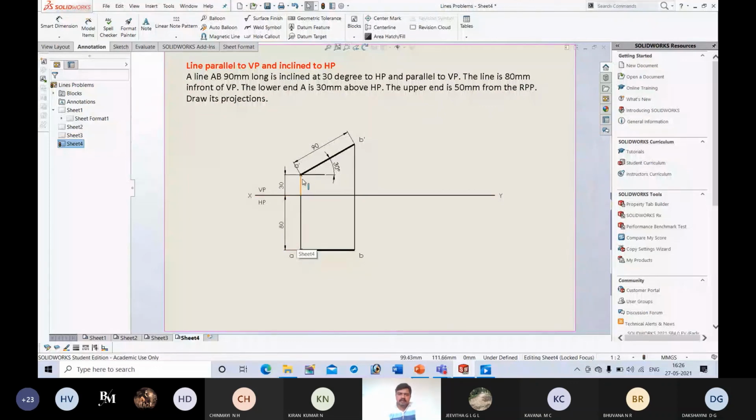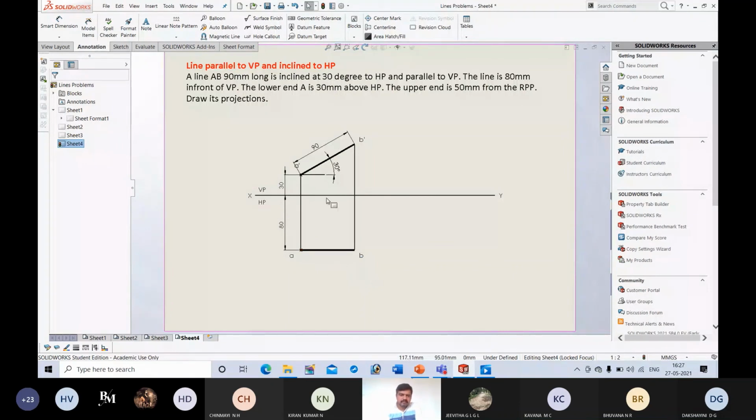So already you have projectors. Mark a point using scale or compass. Using scale at 80 mm, mark a point, you will get A. Similarly, if you draw horizontal till this, you will get B. Or on the line from XY, again you can take 80 mm and connect these two points, so we get the top view. Okay, so this is top view and this is front view.